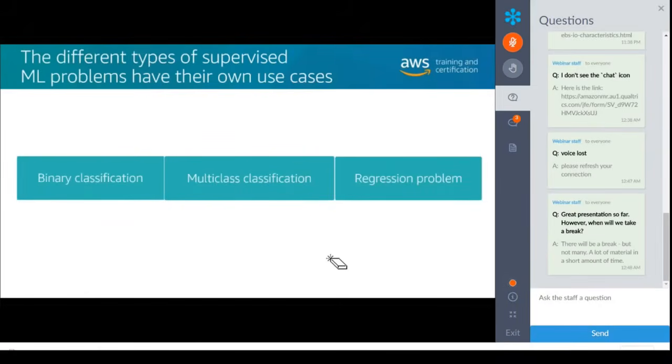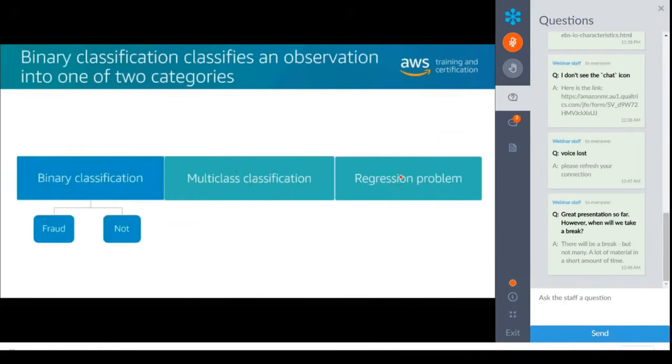So supervised machine learning problems can be broken down into different types of objectives. So you might be trying to classify just a 0 or a 1, a true or a false. You might be trying to classify into multiple classes, more than 2, right? Or you might be trying to predict a number, right? So regression tends to be that. So you need to know when to choose a binary classifier versus a multi-class classifier versus a regression.